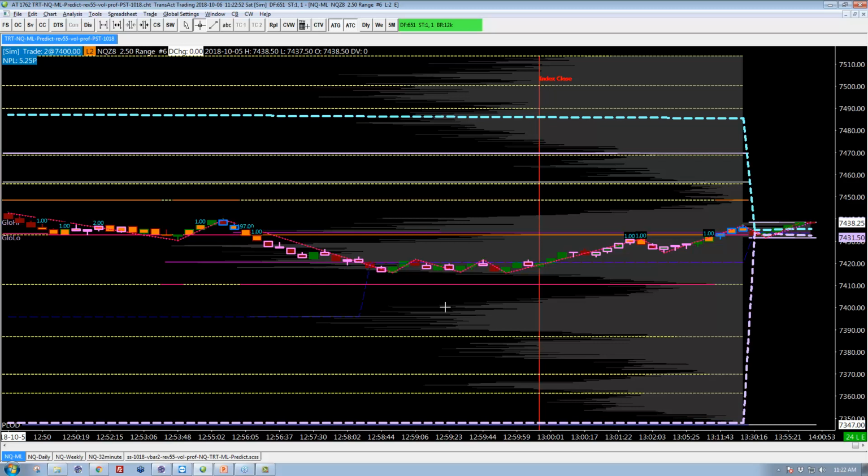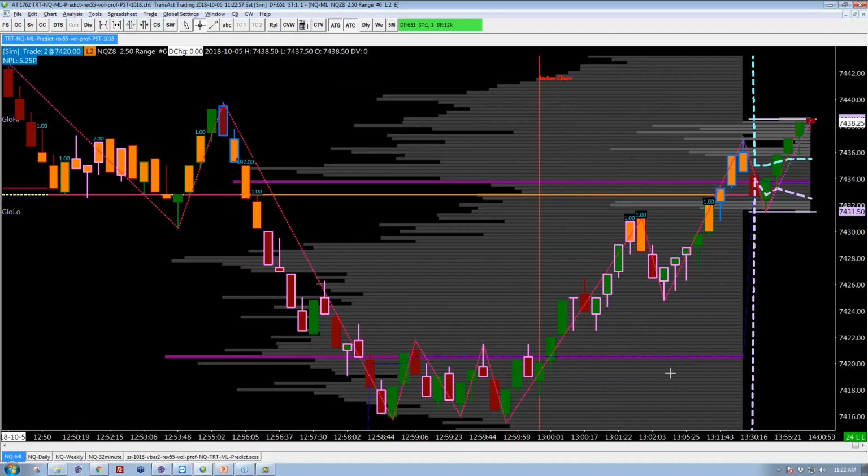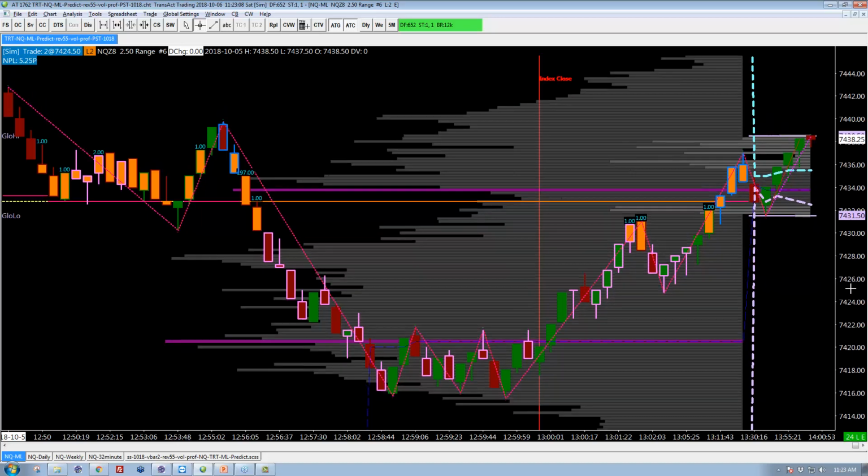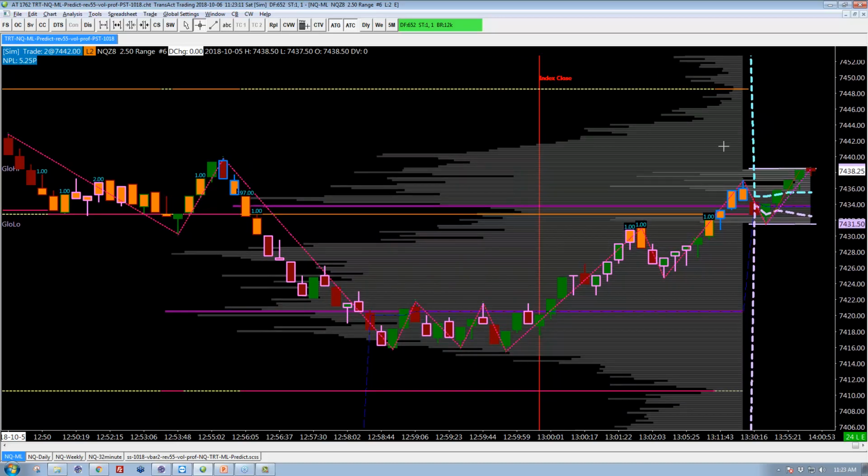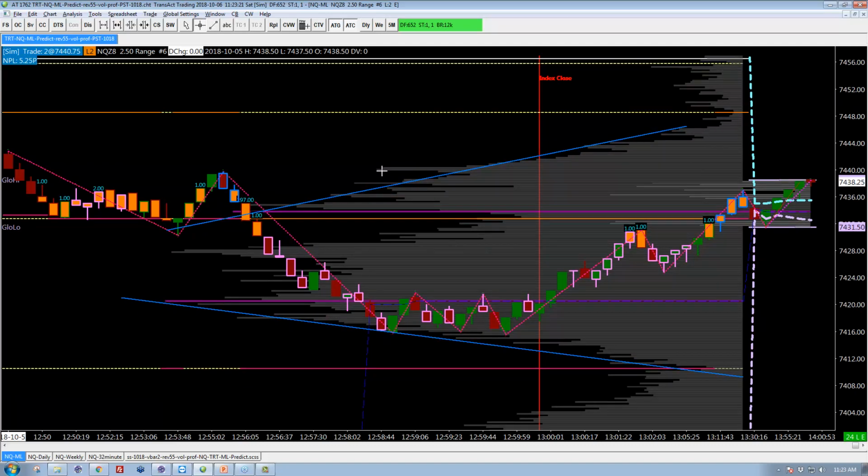The two locations that we are most interested in are at the edge of the profile and at what are called low volume nodes. Okay, so the edge of the profile, if we just pretend that this is the only profile on screen right here. Let's try that again. If we just pretend that this is the only profile on screen right here, you can see that the bulk of the trading has occurred between these two blue lines, and then there's a little tail up here and a little tail up here.